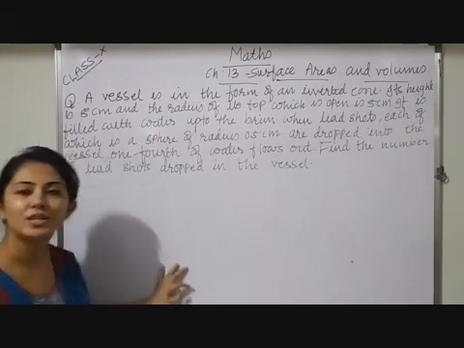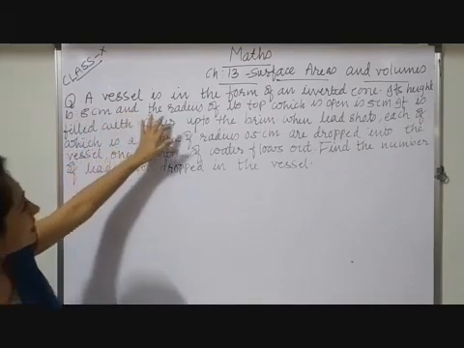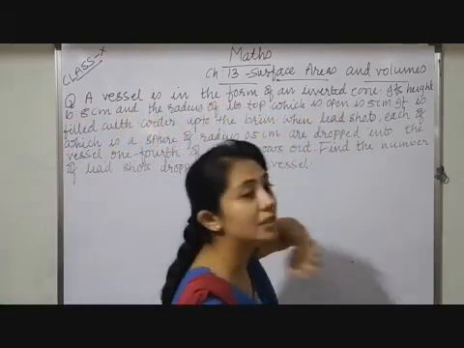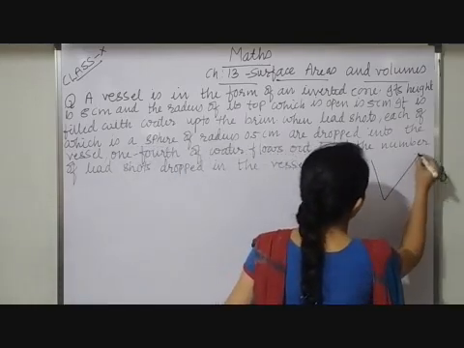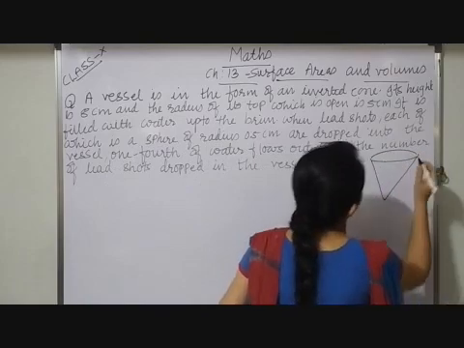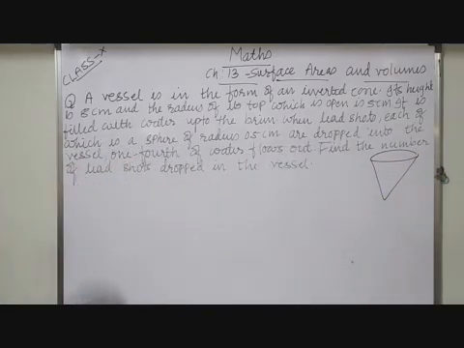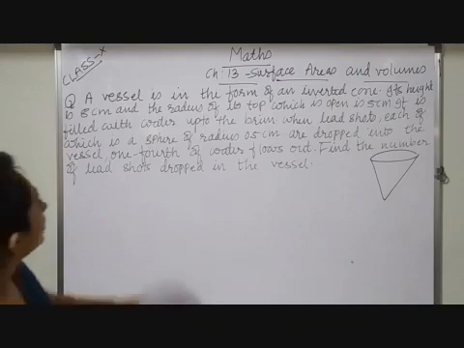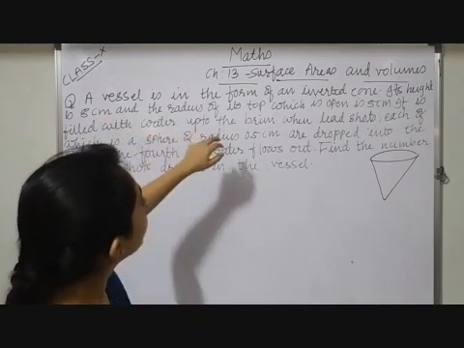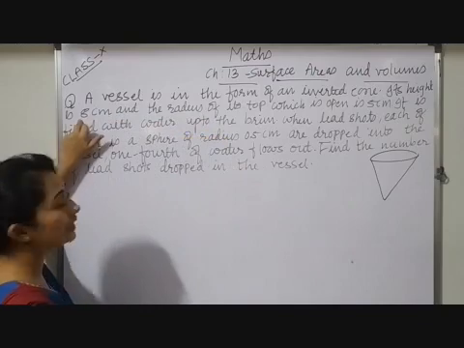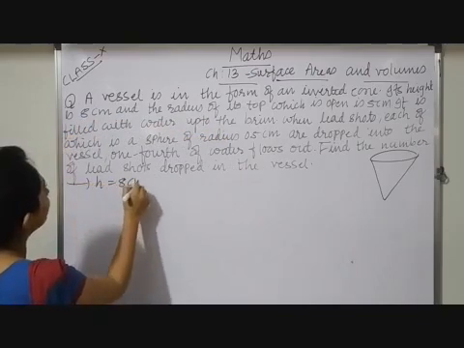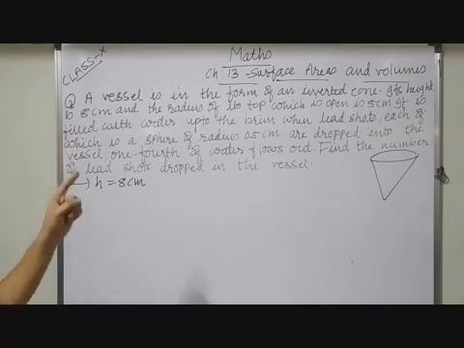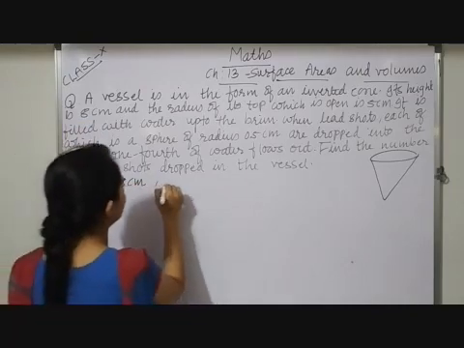Now here a question is: a vessel is in the form of an inverted cone. So your vessel will look like this. Observe, the top is open. Its height is 8 centimeter, so here h is given as 8 centimeter. The radius of its top, which is open, is 5 centimeter.